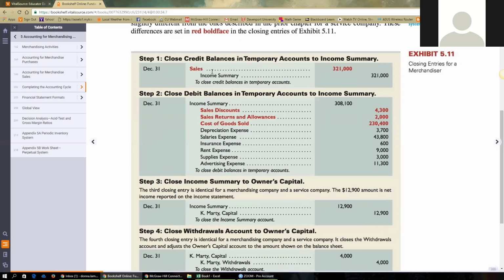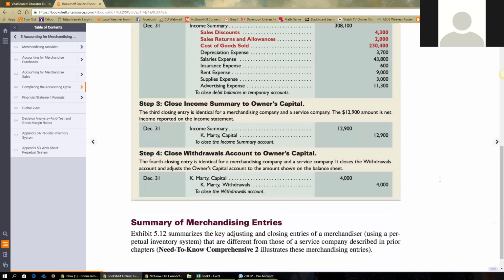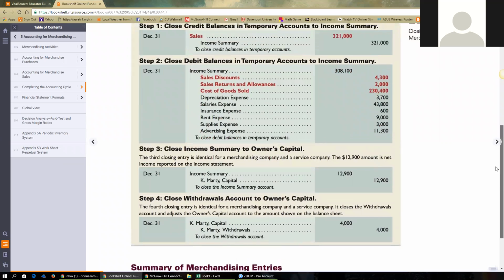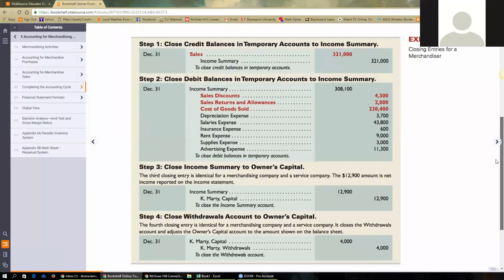And then you can see from this diagram, there's no more red accounts. That's because the third and the fourth closing entry are exactly the same as what you learned before. Just a little difference to those closing entries because you're adding accounts that you didn't have before.